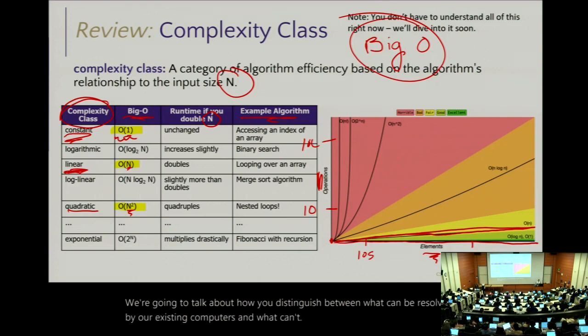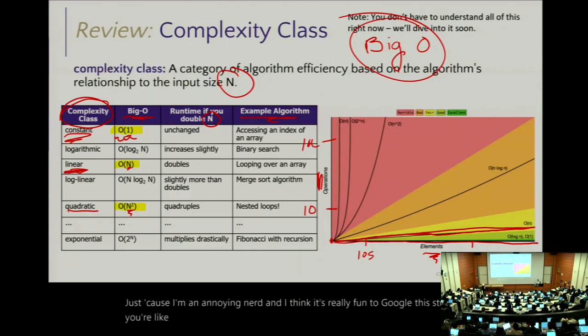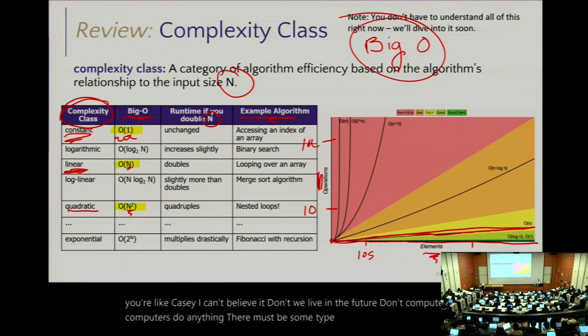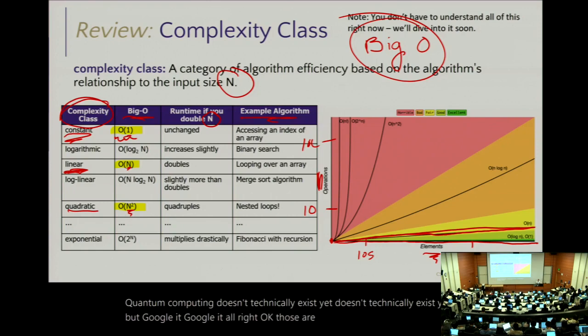Just because I'm an annoying nerd and I think it's really fun to Google this stuff, if you're like, Casey, I can't believe it. Don't we live in the future? Can't computers do anything? There must be some type of computer that can solve this. Quantum computing, y'all. Quantum computing doesn't technically exist yet. But Google it, all right? Okay, those are my foreshadowings for the last week of the quarter there.